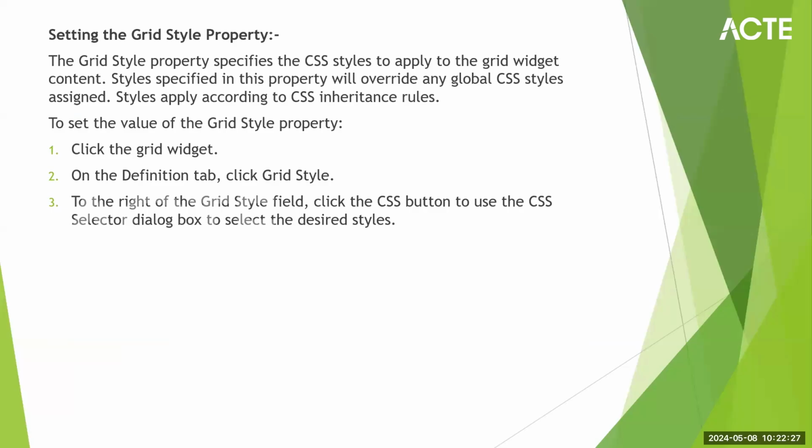Setting the grid style property. This is applying CSS properties to the whole entire grid. So how do you set that? Click on the grid wizard on the definition tab, click grid style, and to the right of the grid style field, click the CSS button to use the particular desired style.